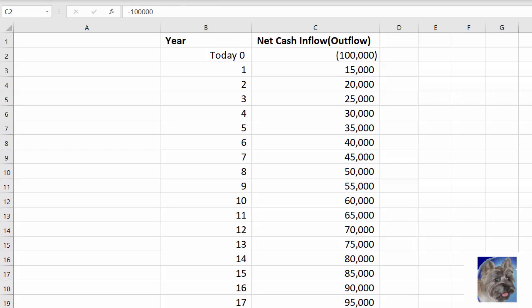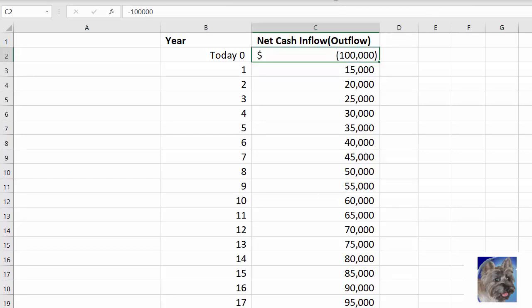Hi everyone. Let's illustrate net present value using this example. What we have here is a forecast of net cash flows, meaning inflows less outflows. And we've got a forecast of when those cash flows will take place. So we're assuming right now, that's today, period 0, we're going to spend $100,000.